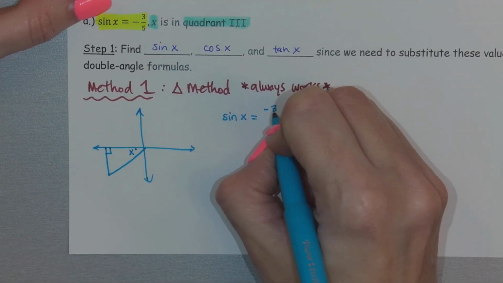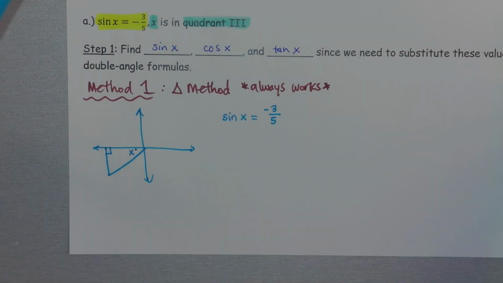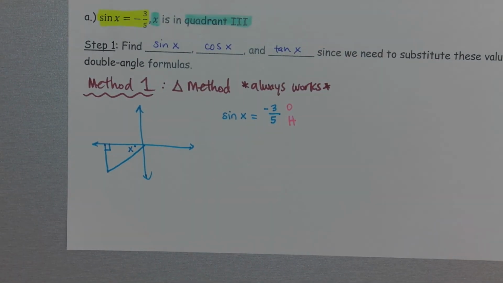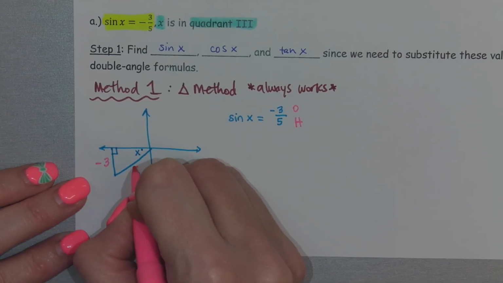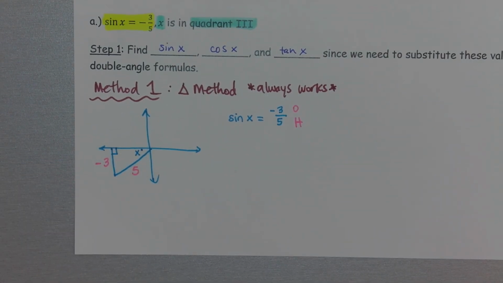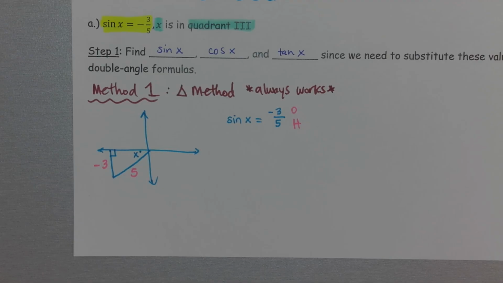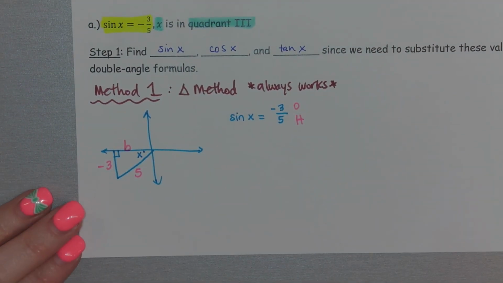So the sine of x is -3/5. We know that that's given. We know that that's the opposite over the hypotenuse. So the opposite would be -3. Your hypotenuse is 5. The hypotenuse is always going to be positive. And these two sides are always going to follow the rules of the grid.